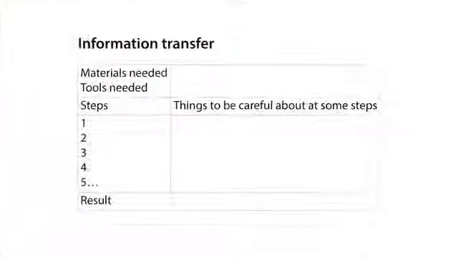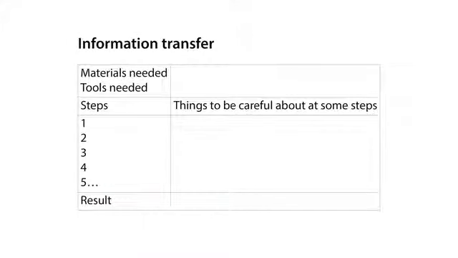Some steps you have to take account of the way in which you do something. So, for example, if you're following a recipe, you might have to beat something well. And the well part is what you have to be careful about. That is, you don't just beat them together, but you beat them together well. Or you can beat them together until they form a smooth, creamy paste. The final part of this information transfer table is the result. That is, when we have finished all the steps, what have we got?